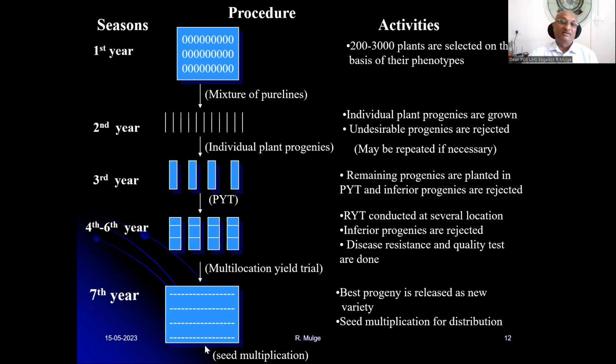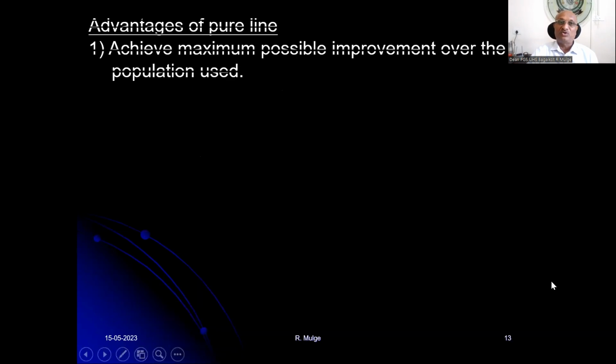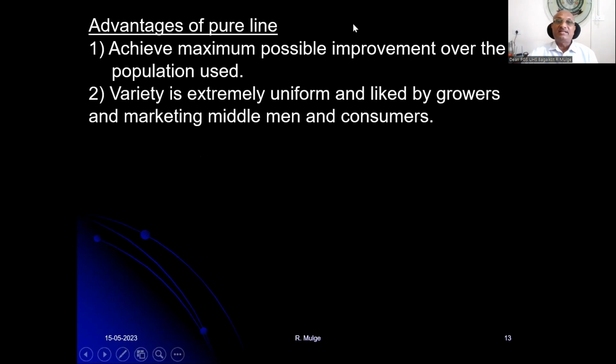So seed multiplication and distribution. So you have to multiply. In the seventh year itself you can do it, or season. If you want to go faster, you can have more seasons per year, and you can reduce the time. So what are the advantages of pure line? Achieve the maximum possible improvement over the population used, right? The best plants you are selecting. The variety is extremely uniform and liked by the growers. Uniformity is there. And marketing people, consumers, everybody likes the uniform, right? If a mixture is there, people will not like it, right?